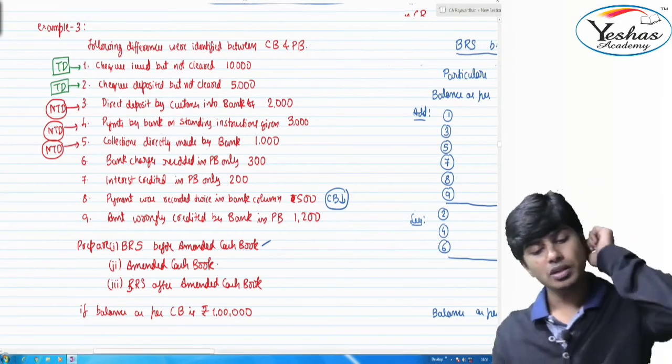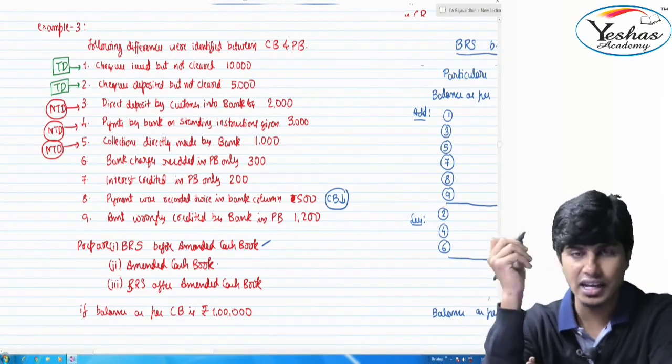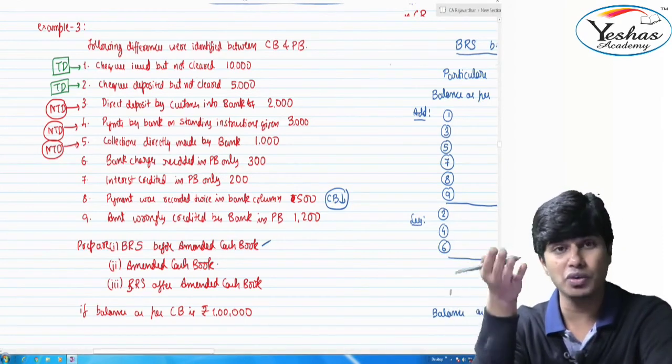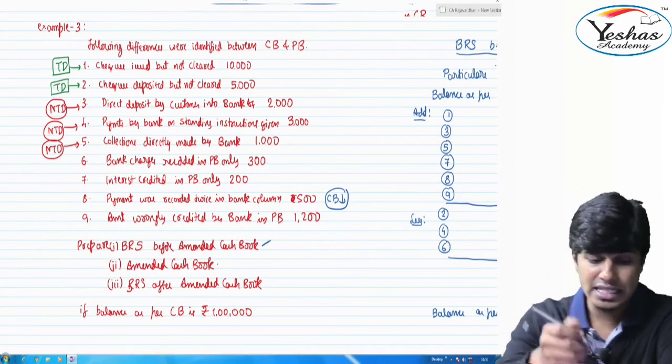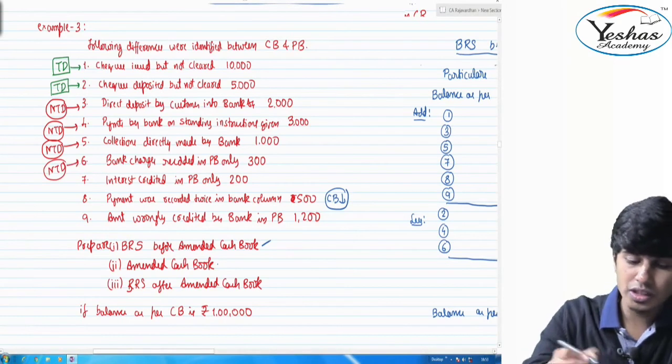How about the sixth one? Bank charges recorded in passbook only. When the bank charges are incurred, they should be recorded in the cash book as well as the passbook. It is recorded in the passbook but you have not recorded it in the cash book. If you fail to record it in the cash book, isn't it an error? Yes, it is an error. So it is also a non-timing difference.